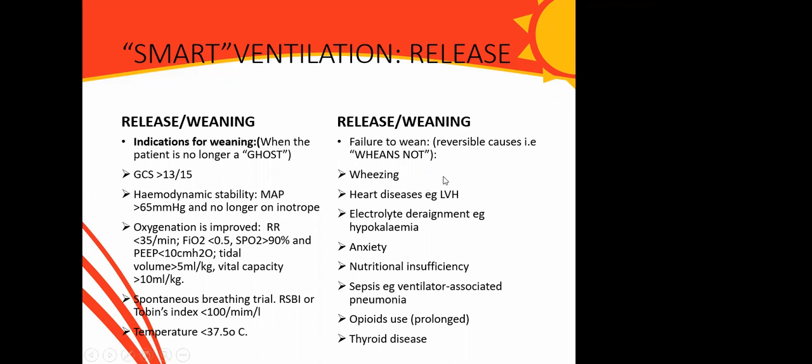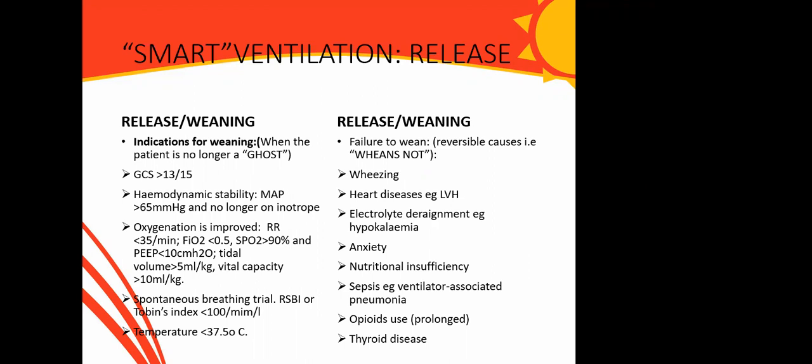Sometimes we have what we call failure to wean, with every attempt at weaning the patient. Failure to wean can either mean failure to release the patient off the ventilator or failure to even extubate, because weaning is not just getting the patient off the ventilator, you must also be able to extubate this patient or decannulate the patient if they have a tracheostomy.